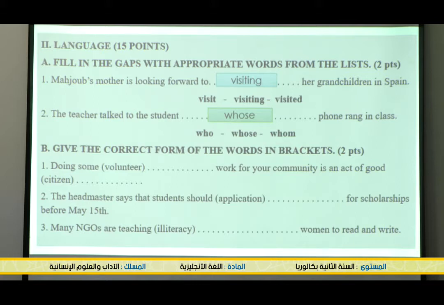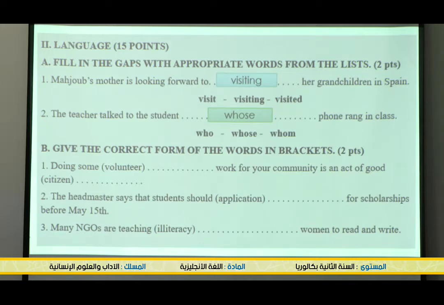Exercise B. Give the correct form of the words in brackets. In this exercise, you have to give the correct form of these words. So you have to use prefixes and suffixes. And of course, you have to use the context as well. Now, let me show you how you can do this.